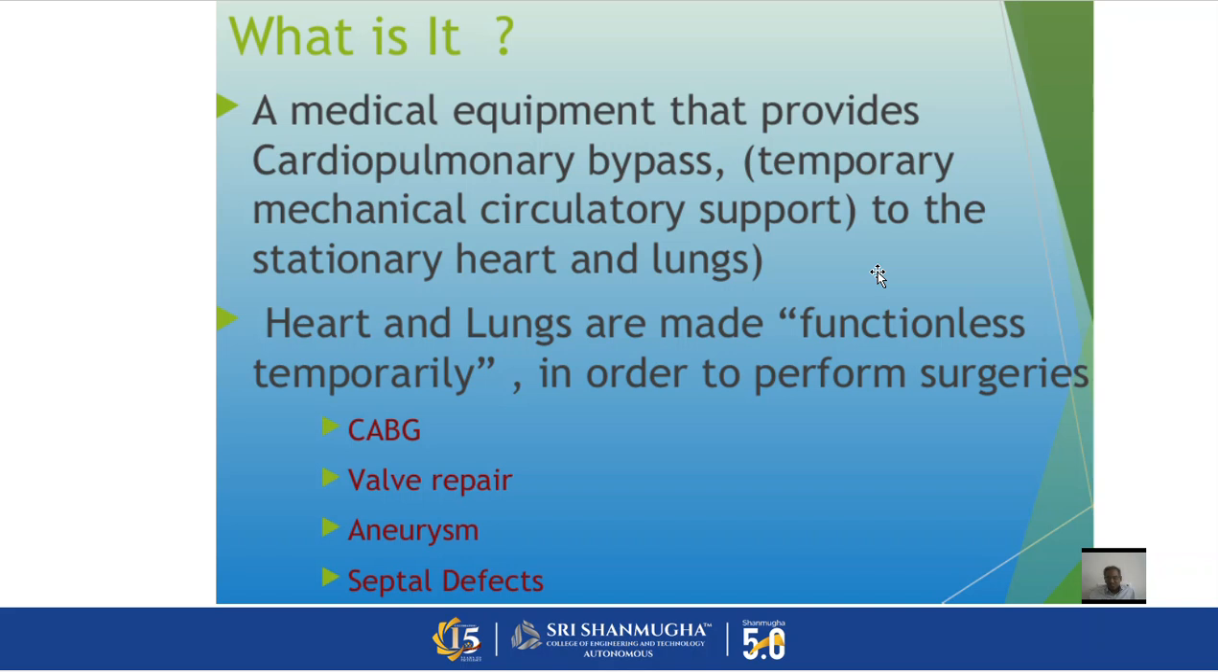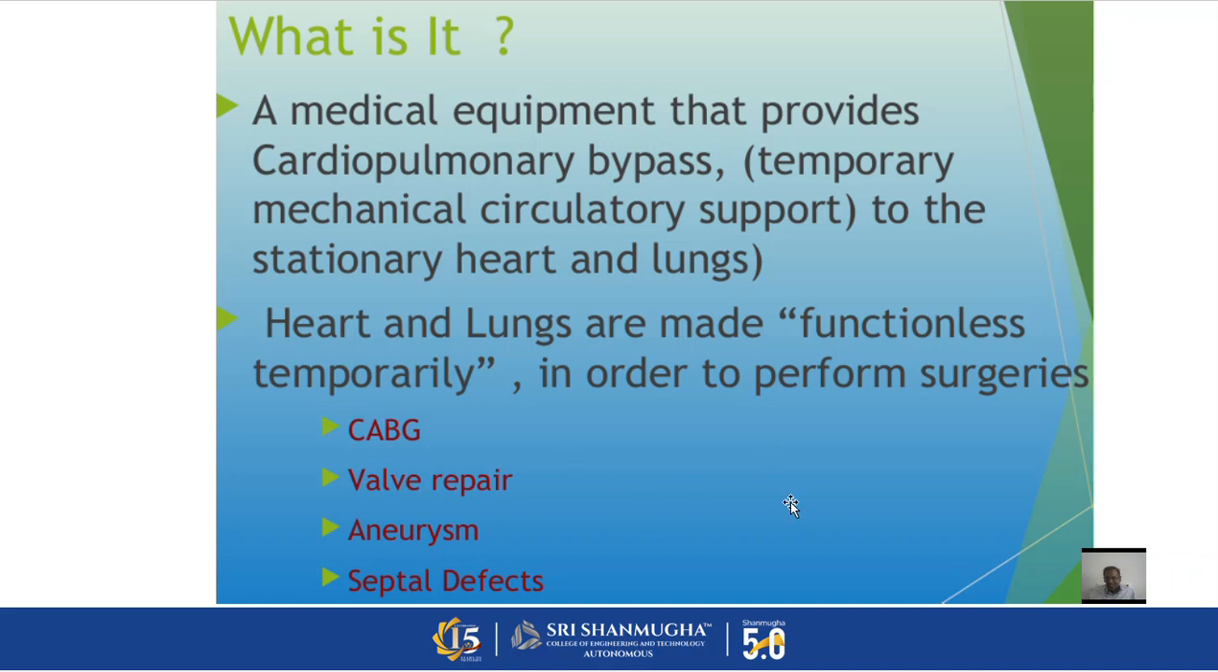So during surgery in the heart, the circulation should not be stopped. That's why temporarily we have to add some mechanical circulatory support to the stationary heart and lungs. So it is called a mechanical heart and mechanical lungs, or we can say an artificial heart and artificial lungs. Both processes are combined for circulation and oxygen supply. That's why it is called a heart-lung machine.